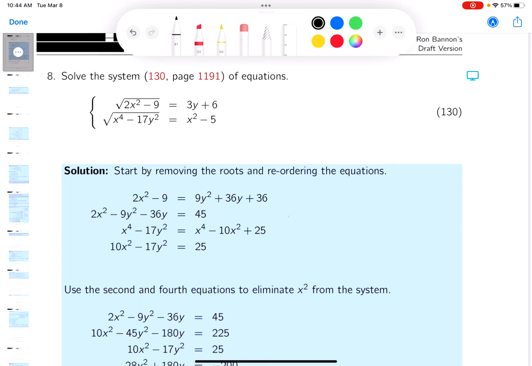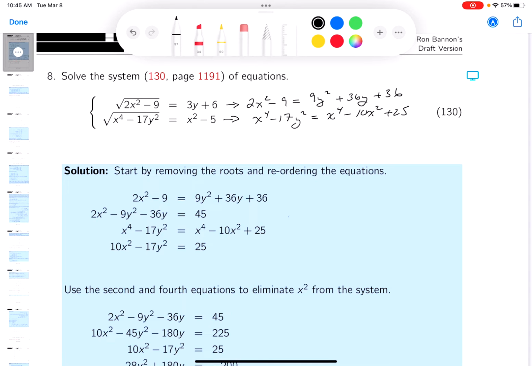Okay, although dangerous, I would square both sides to get rid of the radical. And so this one would become 2x squared minus 9 equals, let's see, 9y squared plus, 3 times 6 is 18, 36y plus 36. The second equation, if you did the squaring of that, you get x^4 minus 17y squared equals x^4 minus 10x squared plus 25.